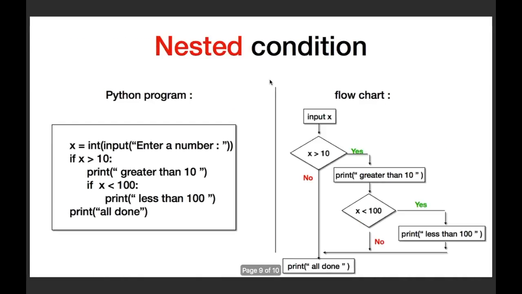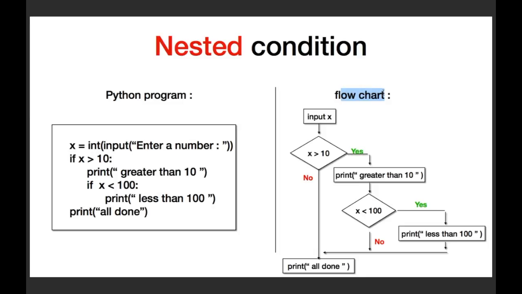Now we see the nested condition. This is an important function. Here we see the program. x is going to take input from the user. If x is greater than 10, it's going to print greater than 10. And again we have to check a condition. If x is less than 100, it's going to print less than 100. And finally it prints all done.